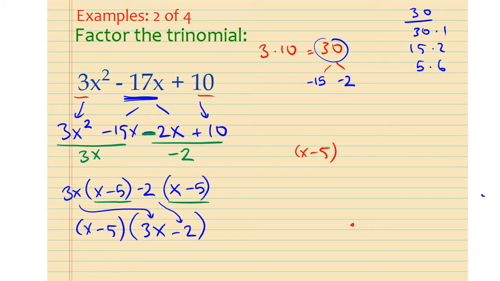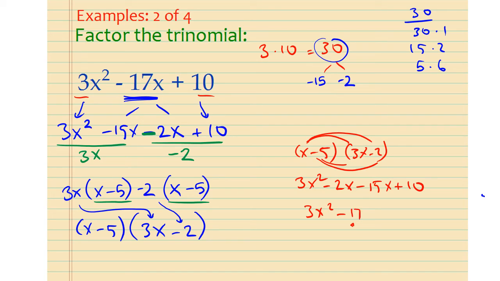x minus 5, 3x minus 2, distribute. 3x squared minus 2x minus 15x plus 10. 3x squared minus 17x plus 10. So this was my check step.